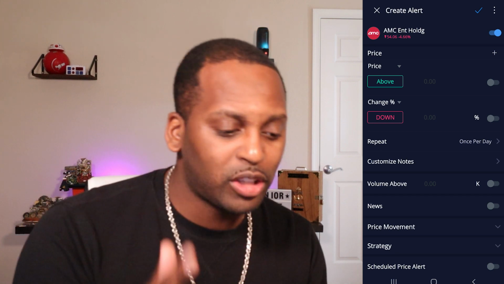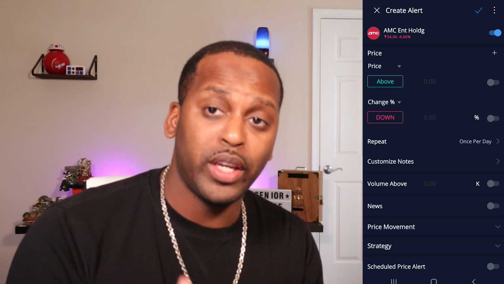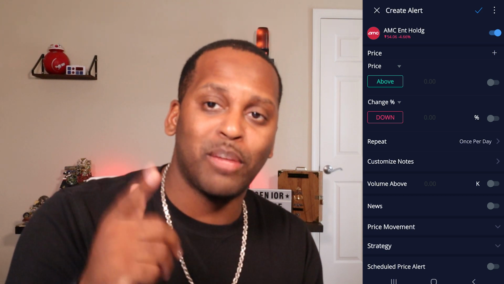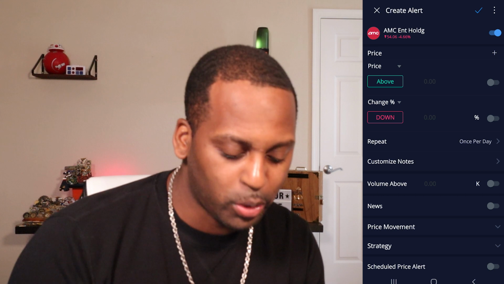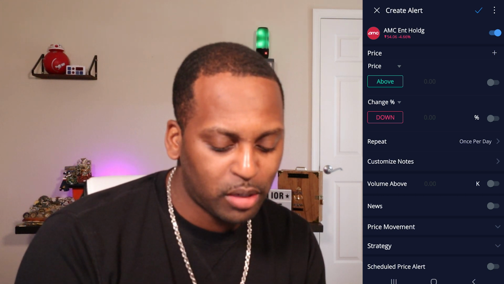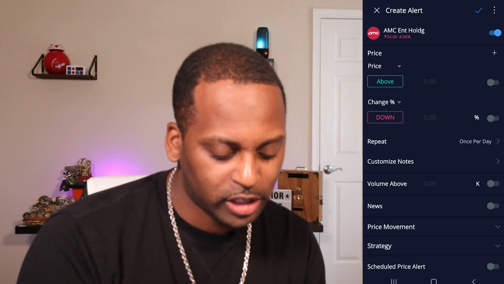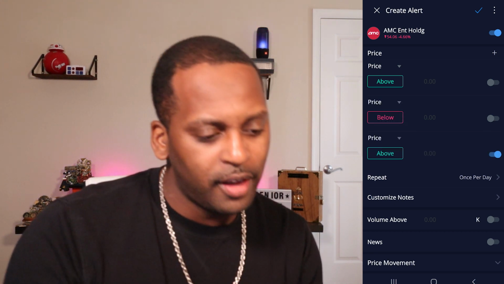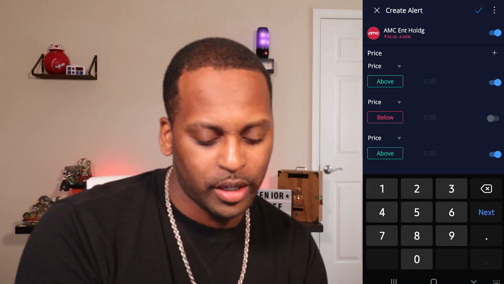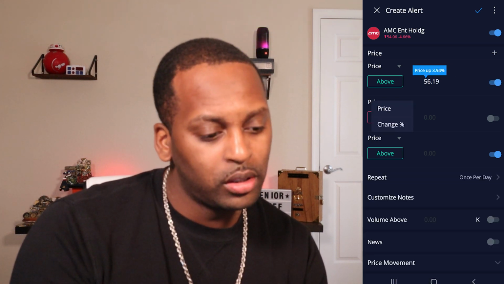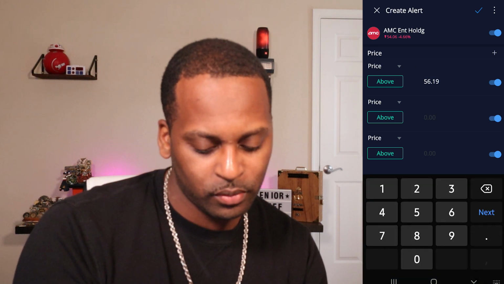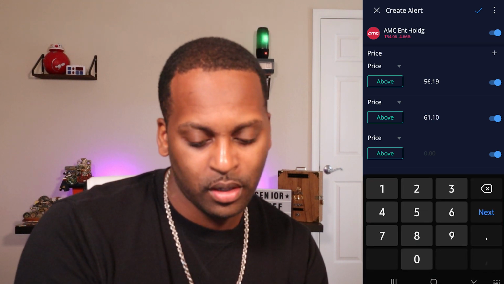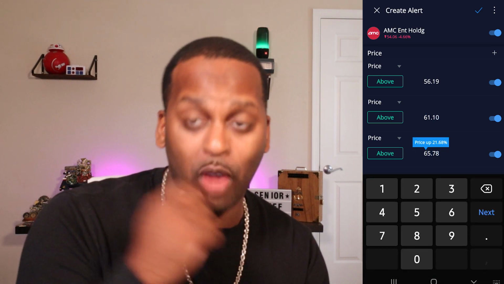So for AMC, these are the price targets that I'm tracking for the following week, resistance zones that I look at. These are where I'm looking before I start really worrying about tracking AMC even harder than I already do. So the first one, I'm going to hit the plus button right here for the price, because I've got a couple that I wanted to do here. So I'm going to do 3. The first one is going to be above 56.19, and then you'll see another one for 61.10, and then there'll be a last one for 65.78, and then I'll check that off, and they'll repeat every day.